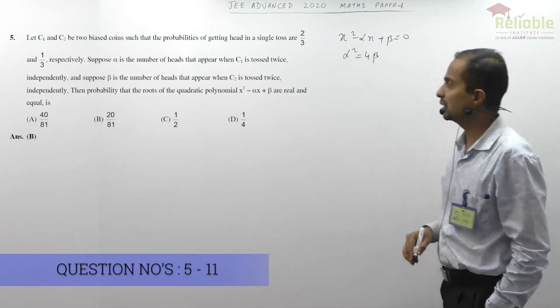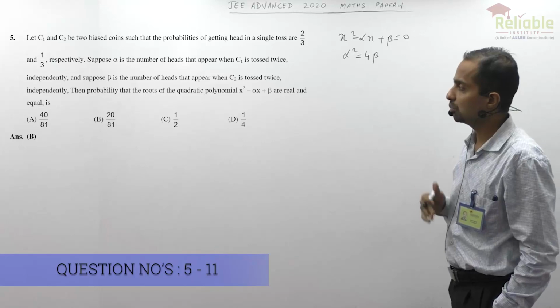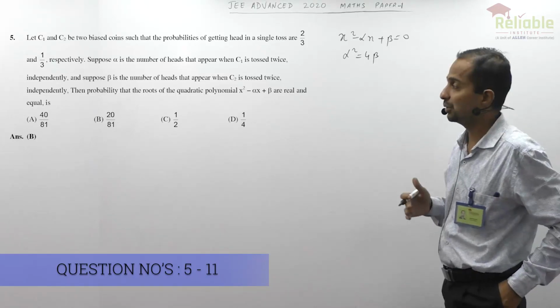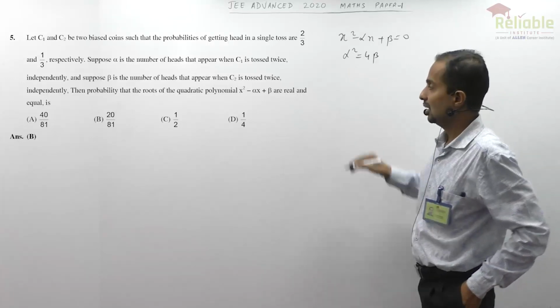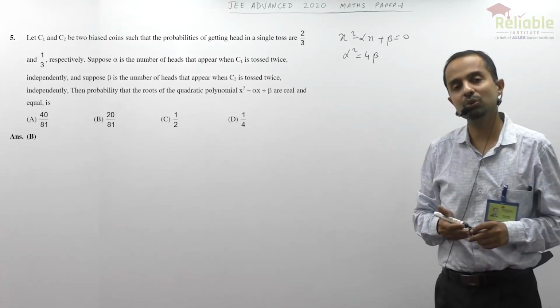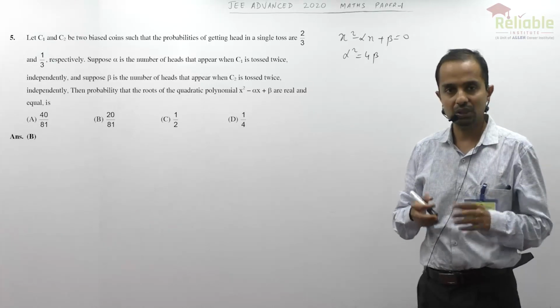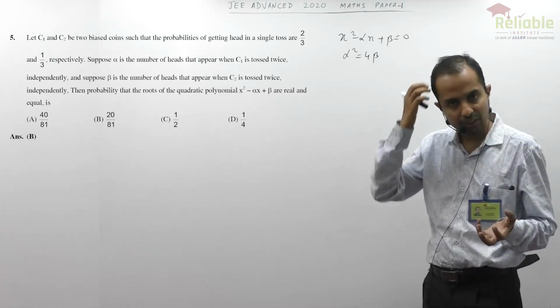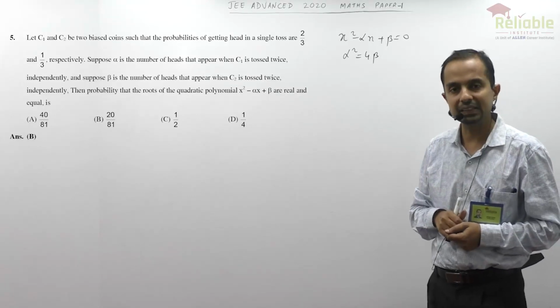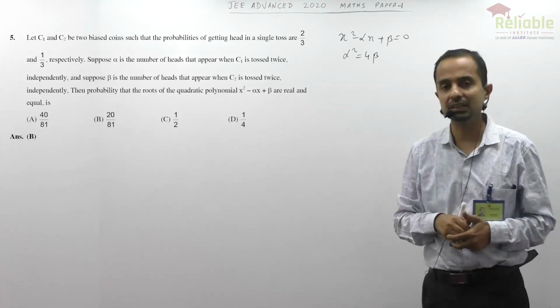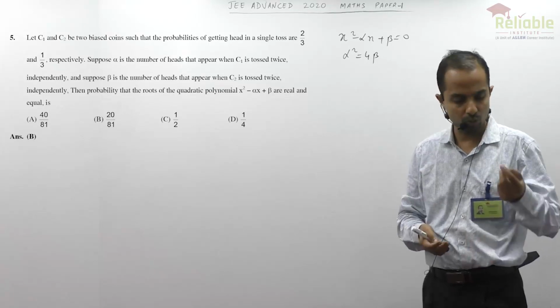And what are alpha and beta? Alpha and beta are the number of heads, right? Alpha is the number of heads when C1 is tossed, and beta is the number of heads when C2 is tossed. So C1 and C2 are two coins. They are biased. Heads comes with probability 2/3 in C1 and with probability 1/3 in C2. So we toss them twice.